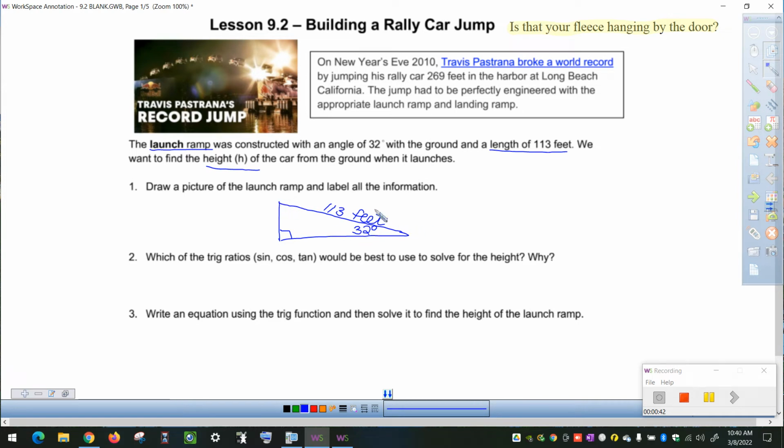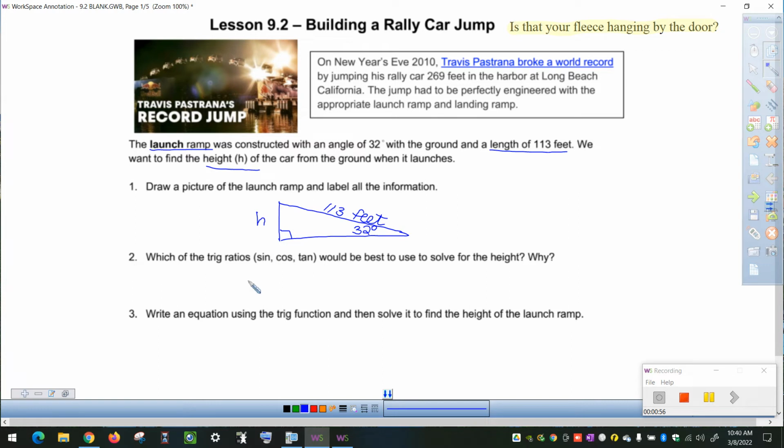So the car is traveling up the ramp right here at the top of the triangle when it's going to launch into the air. So the actual distance it is from the ground at that point, we're just going to label with a little lowercase h, not to be confused with the capital H that we use for hypotenuse, but just a little small h to represent the height of the ramp. That's the side that we're interested in finding.